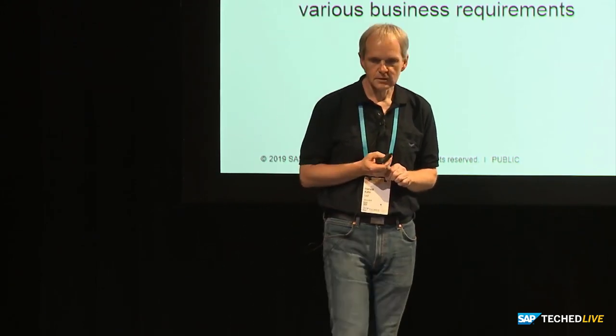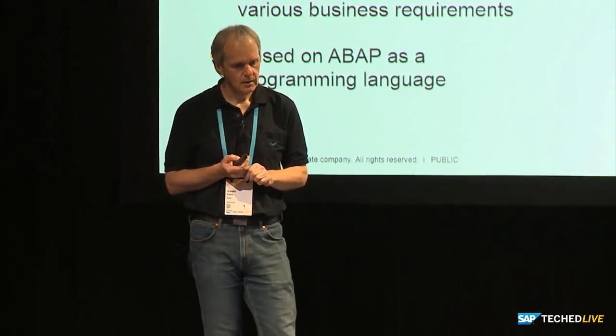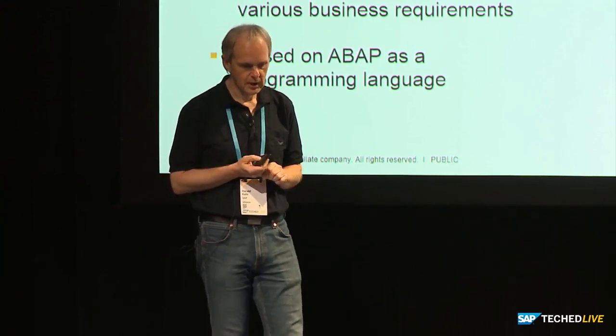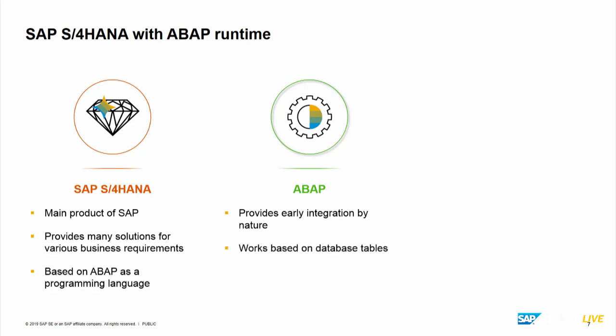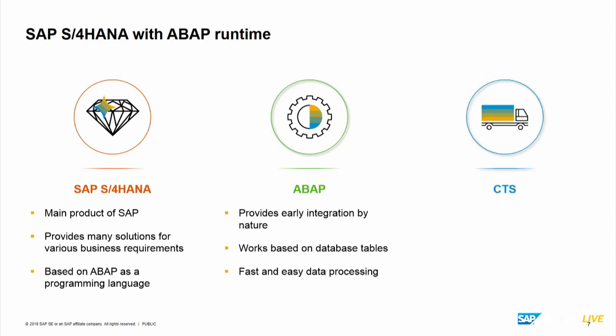So what is the status as of today? We have here SAP S/4HANA. This is the main product of SAP. It provides many solutions for various business requirements and is mainly based on ABAP as a programming language. ABAP itself provides integration by nature, so it is designed to have integration. It works mainly on database tables, so it normally stores everything in database tables, and is known for fast and easy data processing. And last but not least, the CTS, the change and transport system.